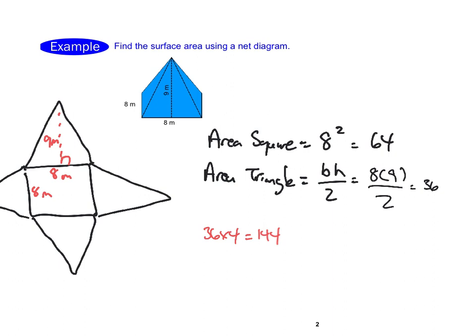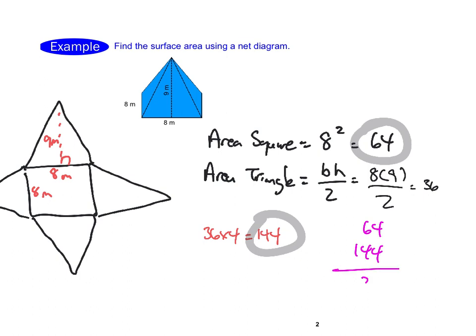And then what we'll do is add the 64 with the 144. But I'll do it with my pen and not my highlighter. 64 plus 144 is 208 square meters. And that's your final answer. So you find the area of this triangle, and you multiply it by 4 because there's 4 triangles. And you add it to the area of the square, and that gives you the surface area of the pyramid. Okay? So that's how we do that.